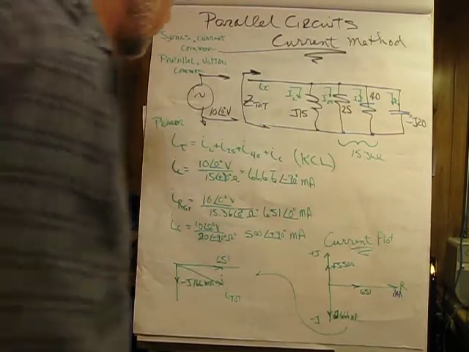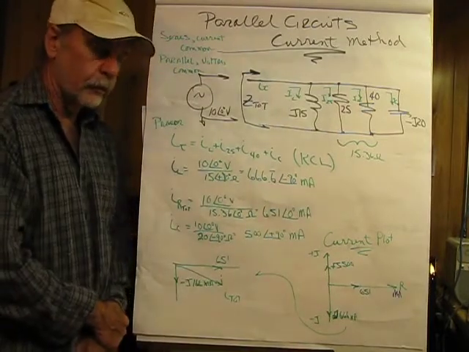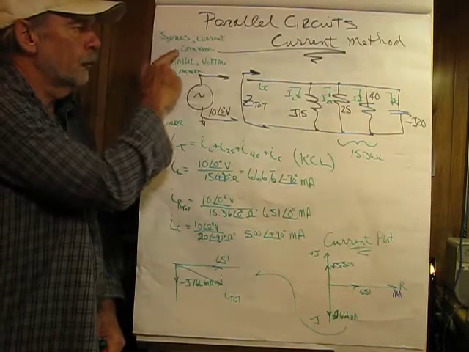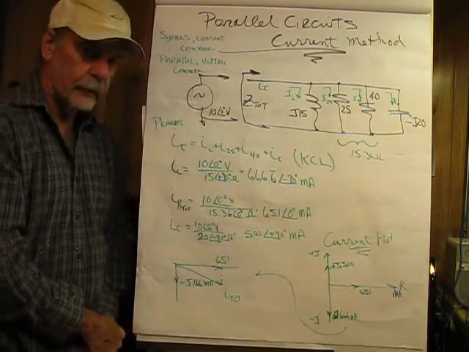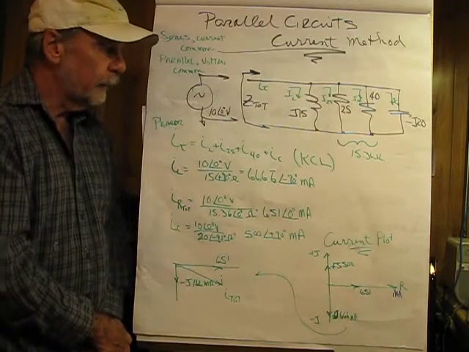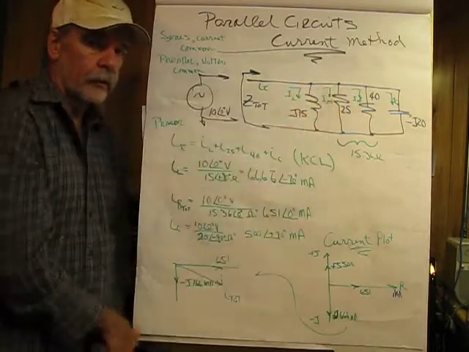Hi, my name is Jim, and today we're going to talk about a second way of solving parallel circuits, which is the current method. And before we begin, let's just remember that in a series circuit, the current is what's common. It flows through all the elements of the circuit. And in a parallel circuit, what's common is the voltage, which is across each element in the circuit.